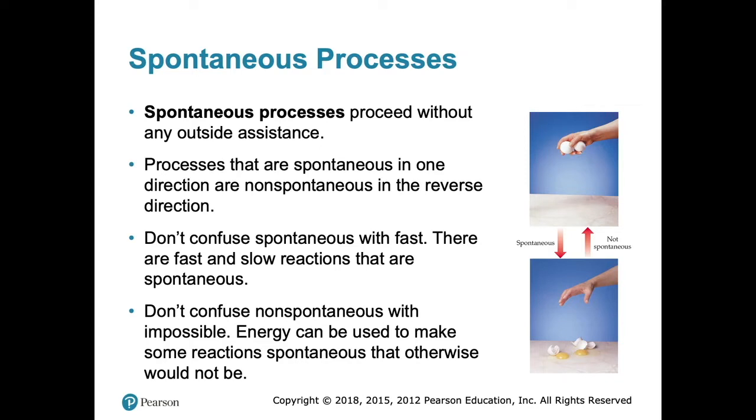The thing that a lot of students confuse though is that spontaneous doesn't actually mean fast. You can have reactions that are fast and slow that are all spontaneous. For example, a person dying is a very slow reaction, but it's still spontaneous. But then also an explosion is a spontaneous reaction that happens very fast. So you can have spontaneous reactions that are fast and slow. Don't think that spontaneous means fast.